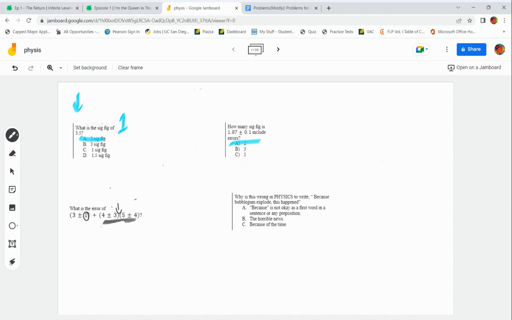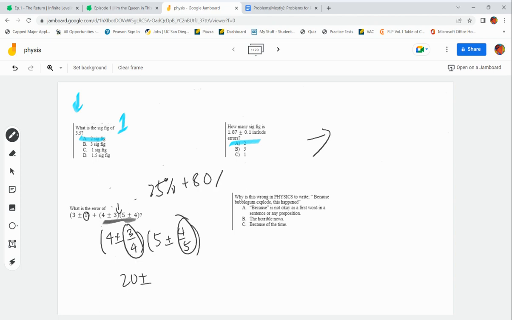But the general sense of that theorem that made me go crazy is that this is equal to 3 divided by 4. I can do this, just watch. That's a better idea. So 4 divided by 5, and I can just say 20 plus or minus the percentage add up. So 75% plus 80%.